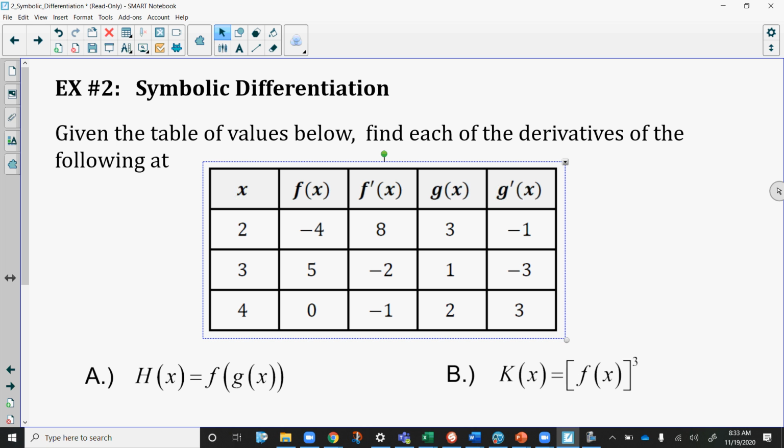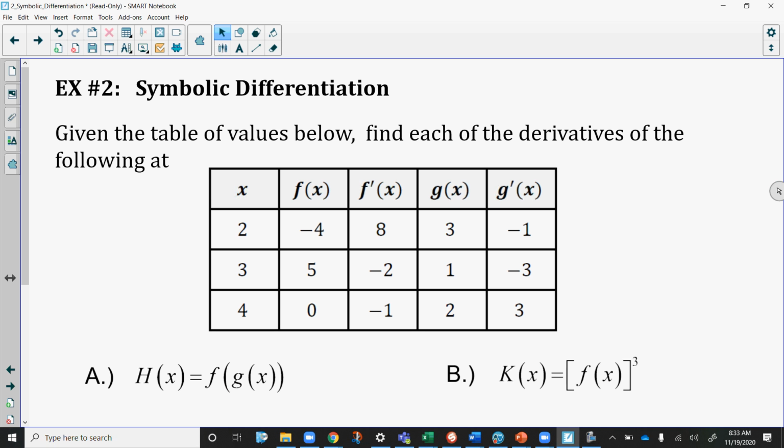So here, this is where we're going to start seeing some things that we would have done. Now we're given a bunch of points on a table with two different functions. We have function f and its derivative, function g and its derivative. And what we're being asked to do is, can we find the values of a composite function?